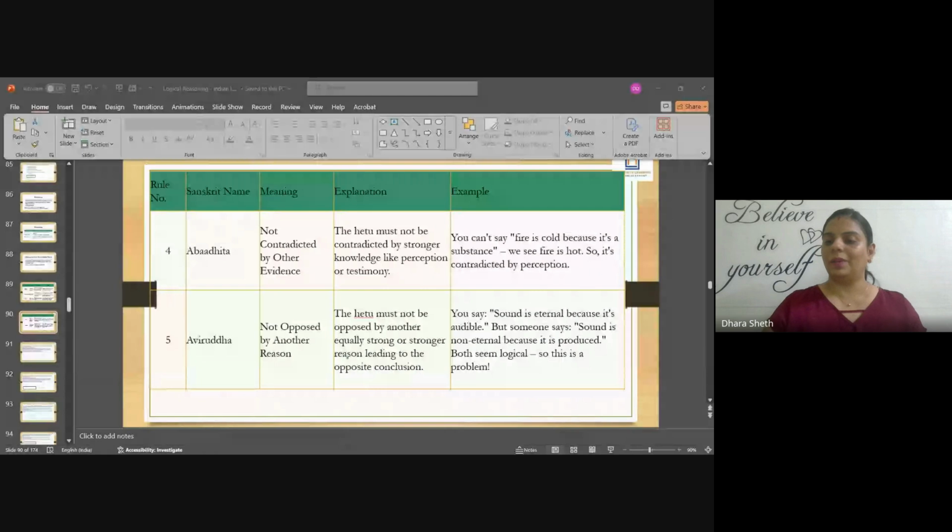Okay? Anumana, inference. What we are talking about are fallacies of Anumana. Inference. Perception, pratyaksha, is a stronger pramana than inference. So if pratyaksha says it is wrong, then it is wrong. So it should be abadhit. It should not be badhit. It should not be contradicted by other evidence. And last is aviruddha, not opposed by another reason.